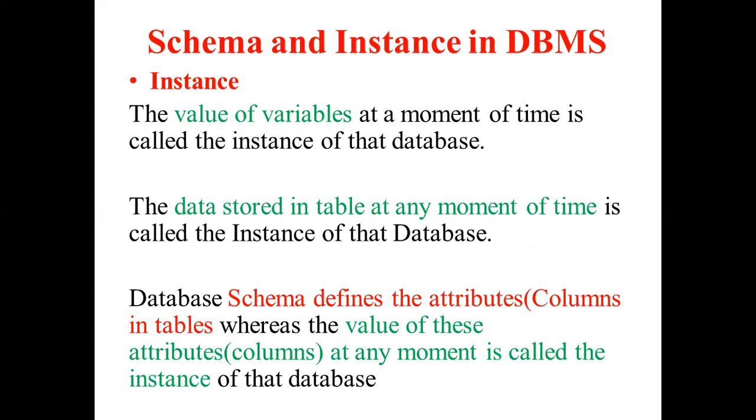Now, the next one is instance. The instance means a specific point in time. In a database, we have seen that there is flexibility in managing, modifying, or altering the database. That means we can modify the data. So many times you are changing or doing different operations on the database. At a particular instant, the latest situation of the database is called an instance of the database.